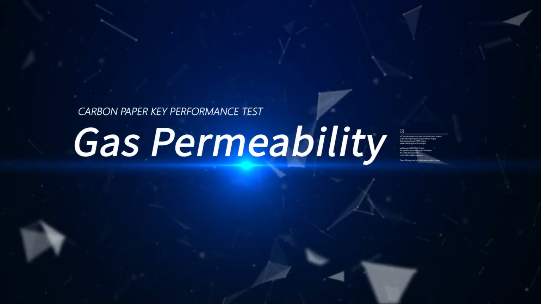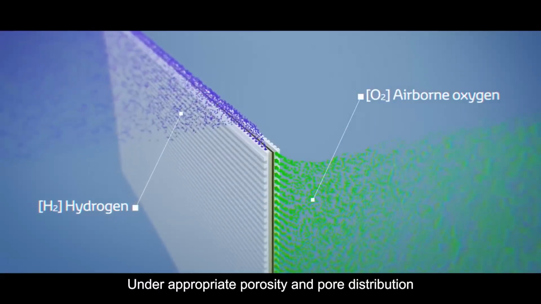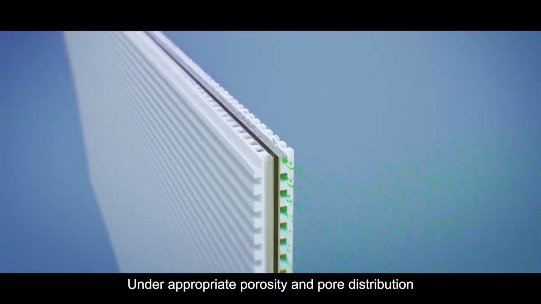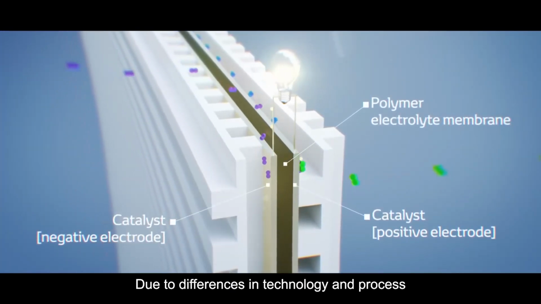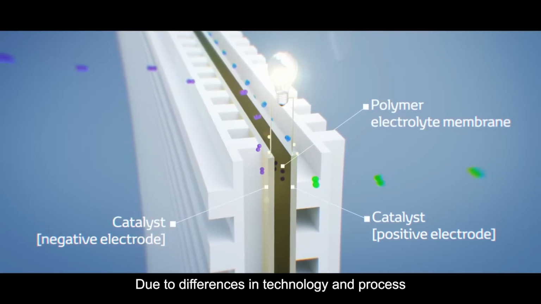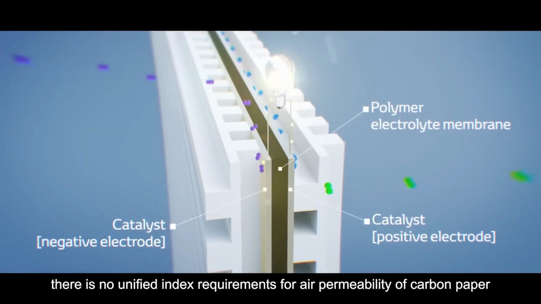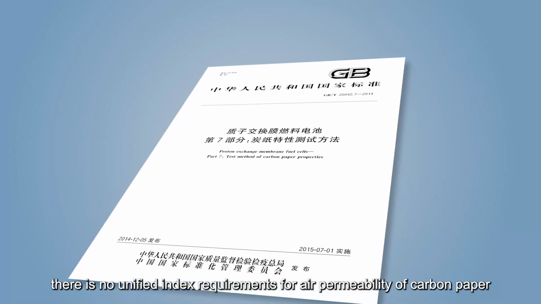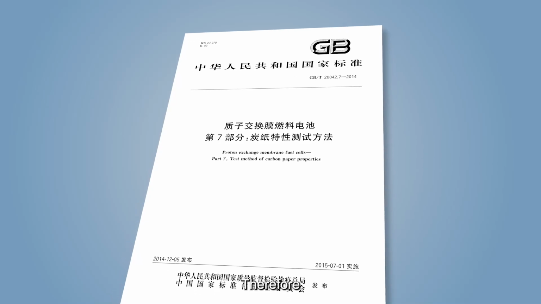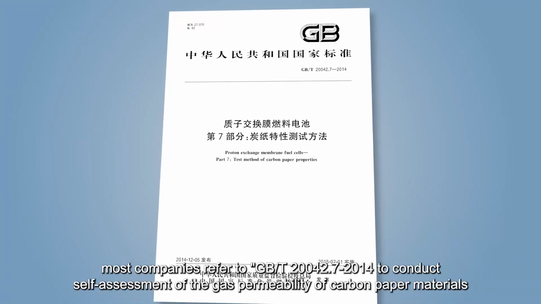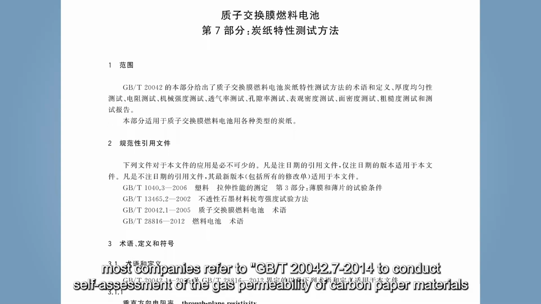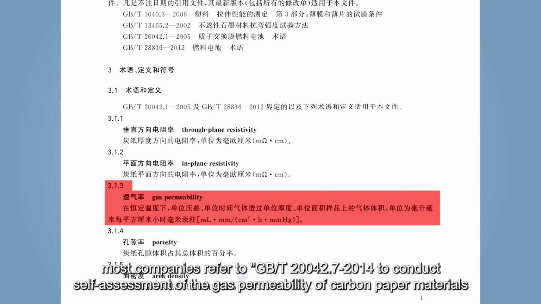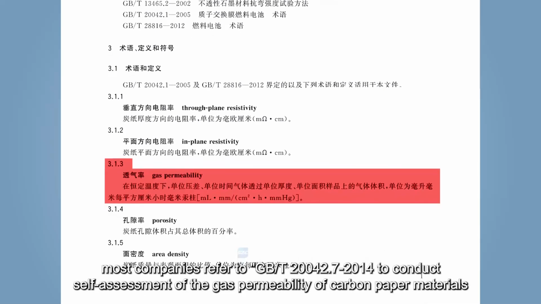Gas permeability. Under appropriate porosity and pore distribution, carbon paper should have good gas permeability. Due to differences in technology and process, there is no unified index requirement for air permeability of carbon paper. Therefore, most companies refer to GB/T 20042.7-2014 to conduct self-assessment of the gas permeability of carbon paper materials.